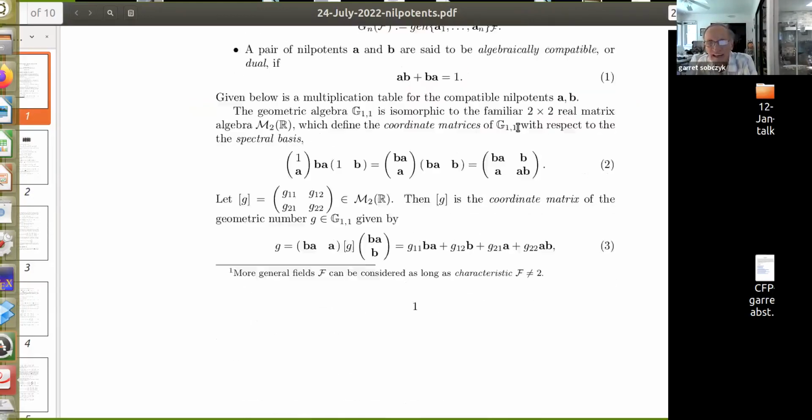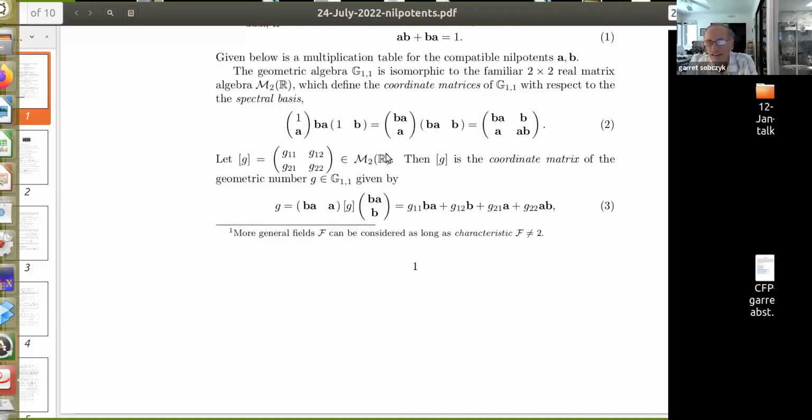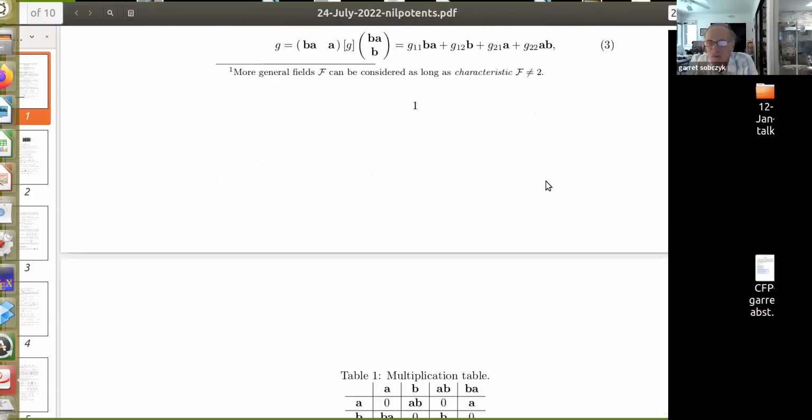Yeah. So the simplest case, of course, is the 2x2 matrix. But then I'm going to generalize it to any n by n matrix or any n by m matrix. So it's completely general. You can define geometric numbers to be the coordinate matrix of a product of nilpotents. That's the main conclusion. So actually, an algebra of nilpotents is really as basic as an algebra of matrices because they're algebraically isomorphic.